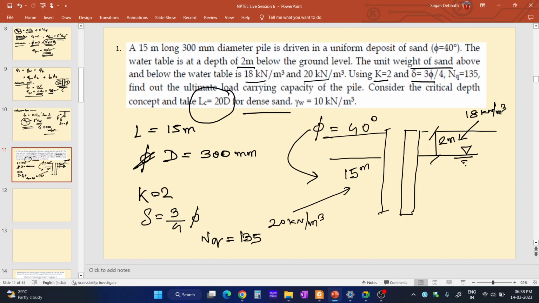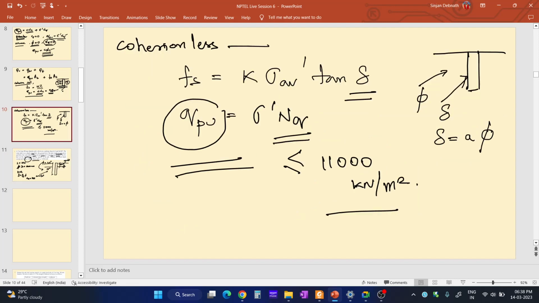So what is critical depth? Critical depth is such a depth that below that depth the skin friction remains constant. It is also considered while designing the pile. Below a certain depth, that is 15D for loose sand and 20D for dense sand, the skin friction is constant. In this numerical, skin friction is constant. So what is skin friction? I have written it over here.